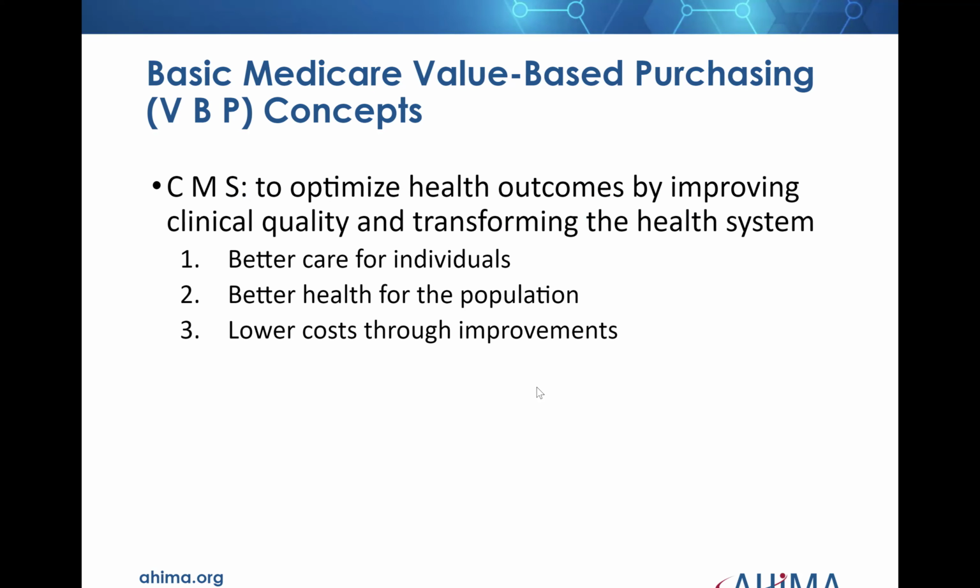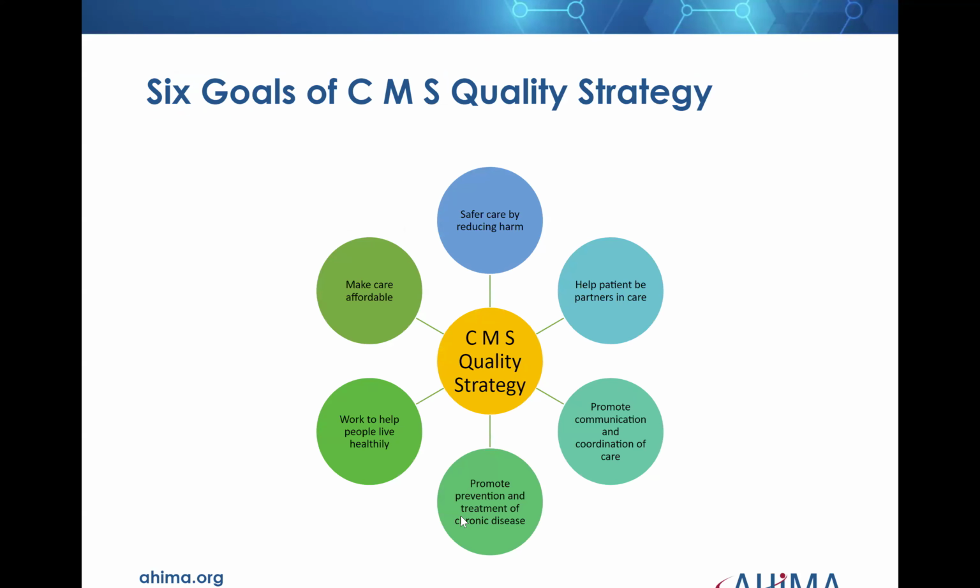And this kind of goes back to something we touched on earlier, the value-based purchasing. And the idea is that CMS, the largest payer of healthcare services in the world, wants to pay for quality care that involves better care for individuals, better health for the population, and lowering costs through improvements. And so again, they have the quality strategy that is also in your text. And again, some of the things that we covered just on the other slide. We want to make healthcare more affordable, safer, and higher quality.